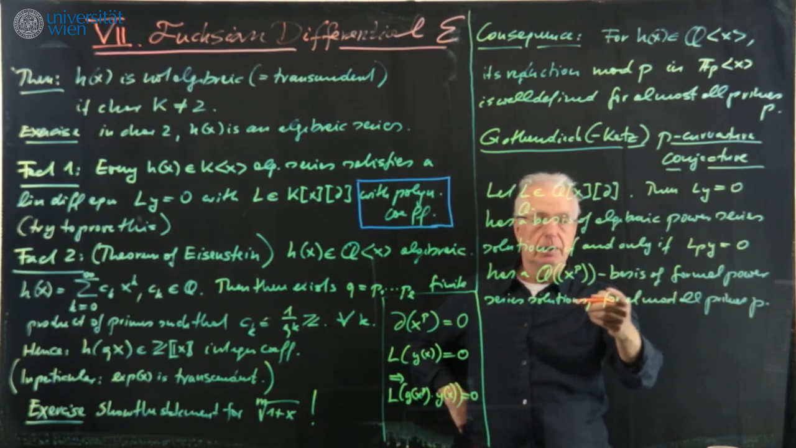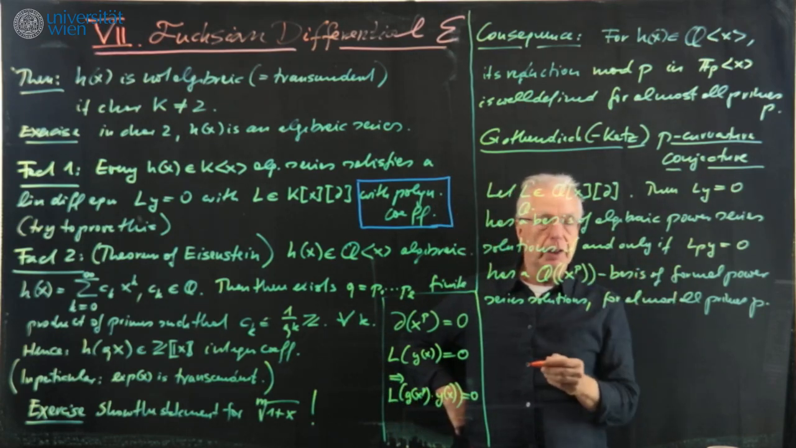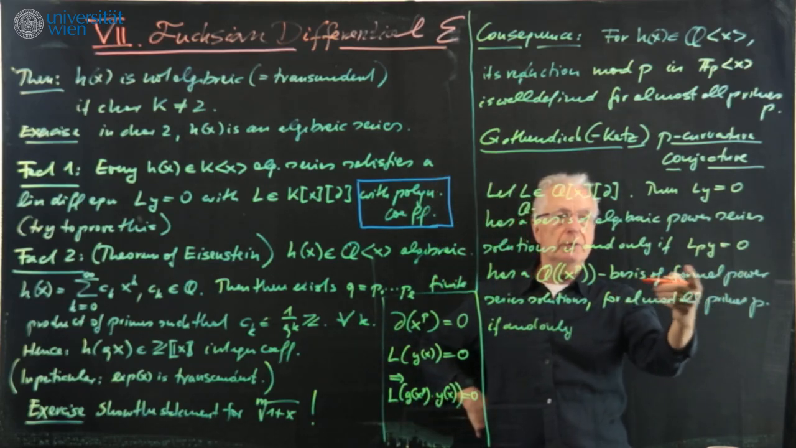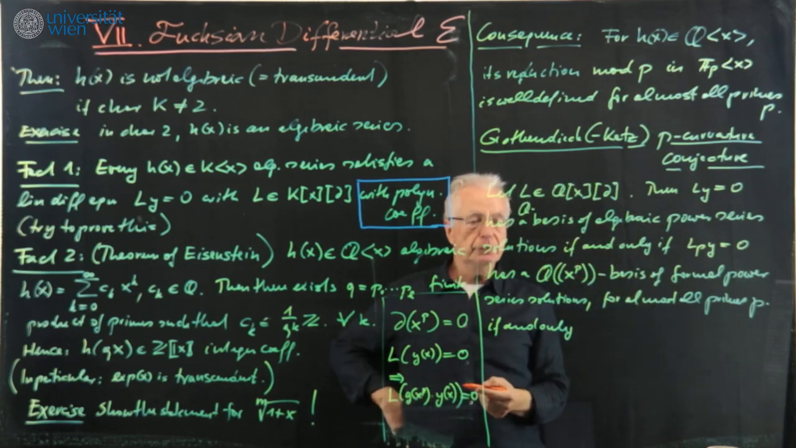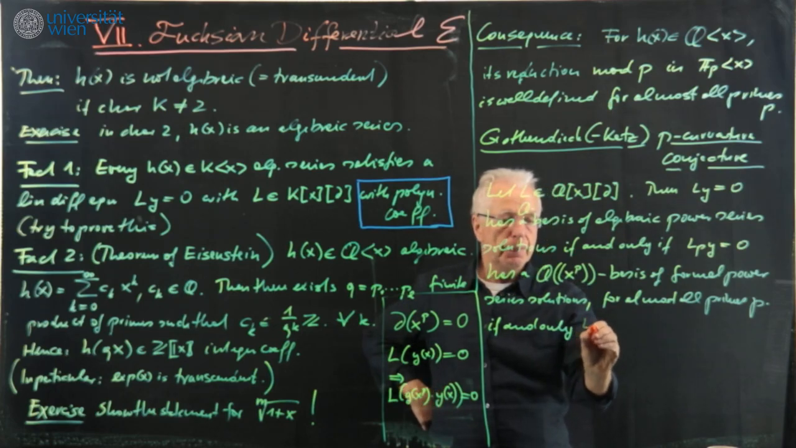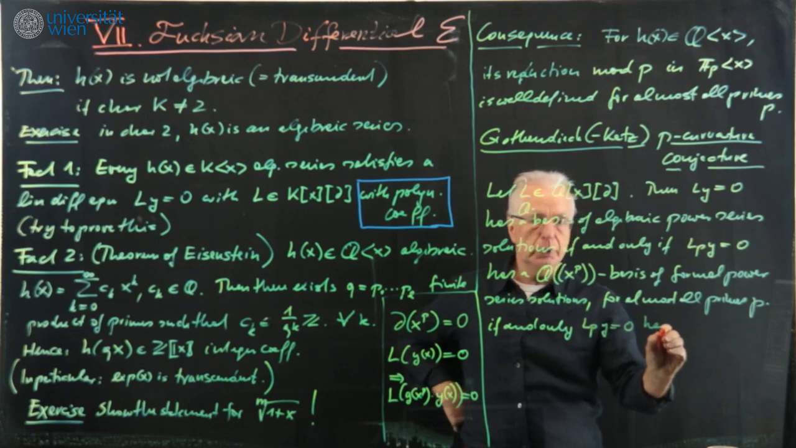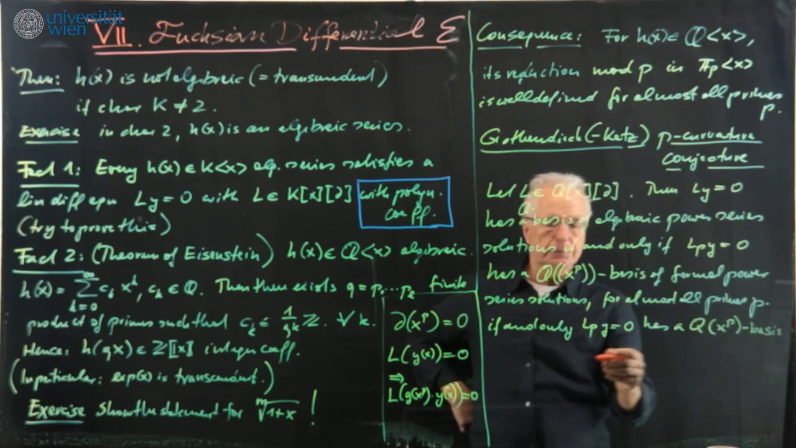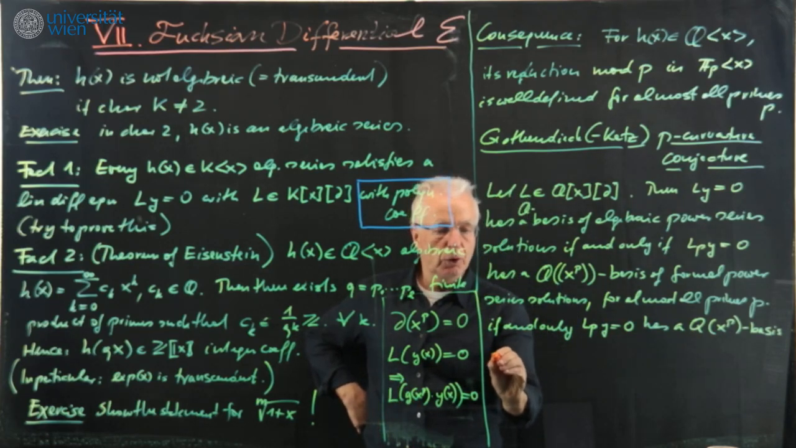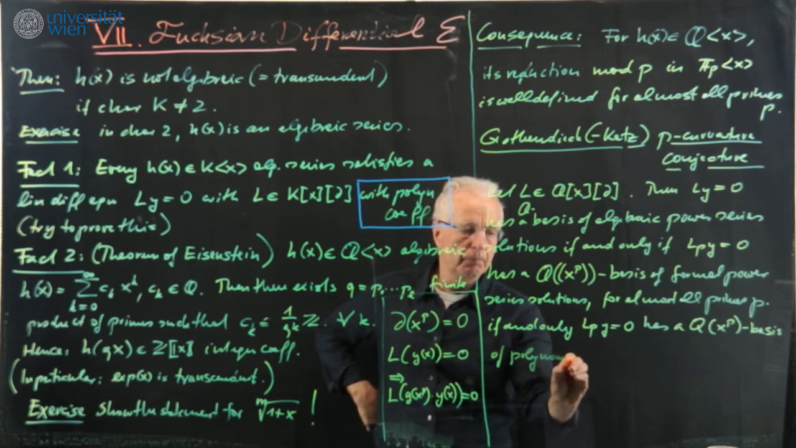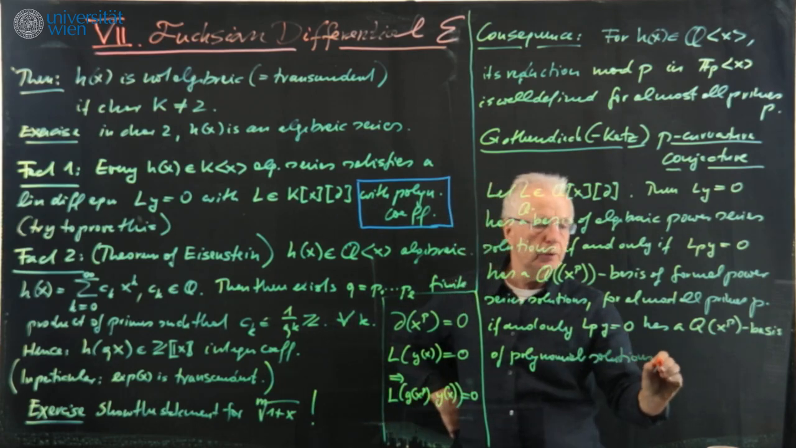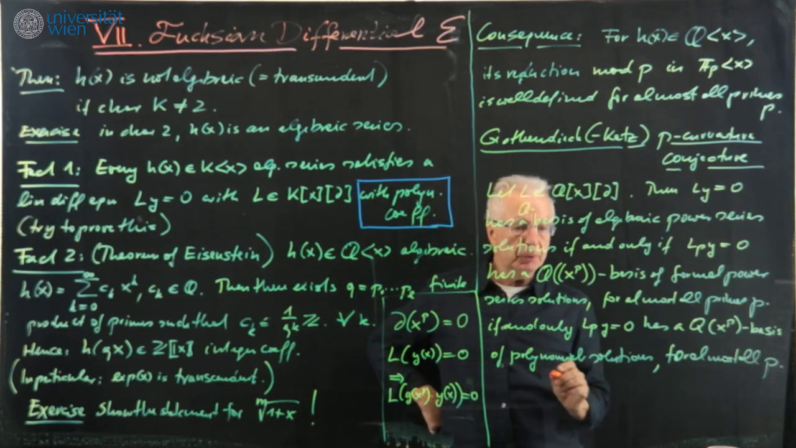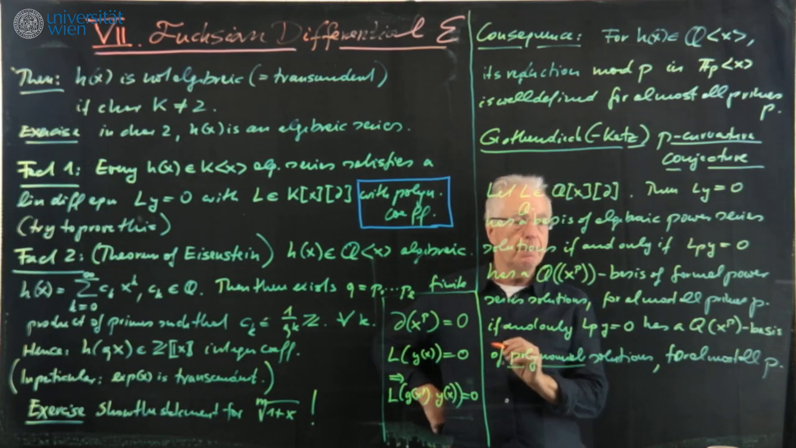Now, this is maybe elegant, but you can require much more, if and only if. Now these power series here will be automatically algebraic because they should be induced from the ones above, but you can even assume more: if and only if L_p y = 0 has, and now you go to rational functions, no longer Laurent series, a Q(x^p) basis of polynomial solutions, for almost all p. That's a little bit surprising, that you can even assume to have a basis of polynomial solutions.